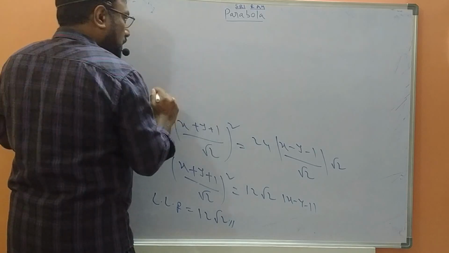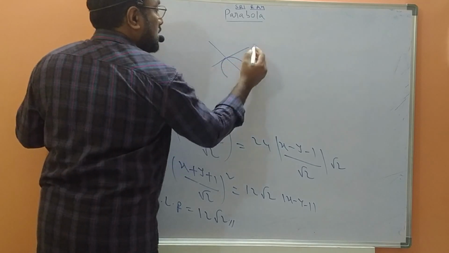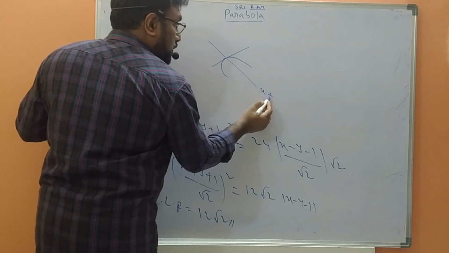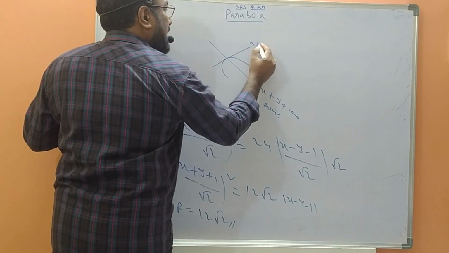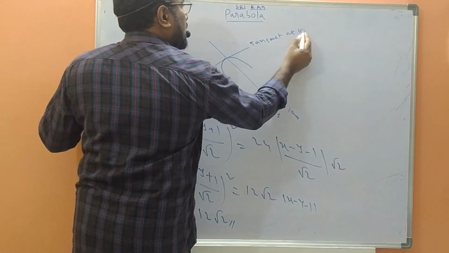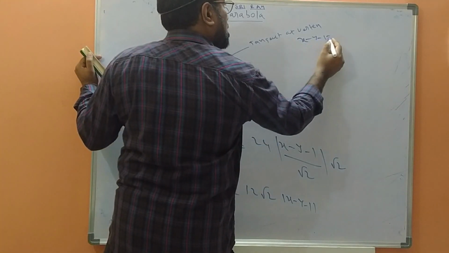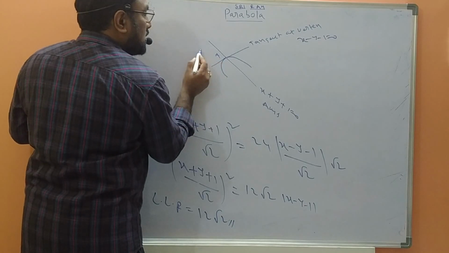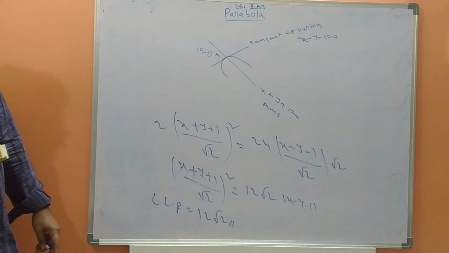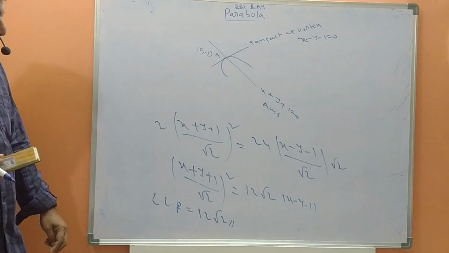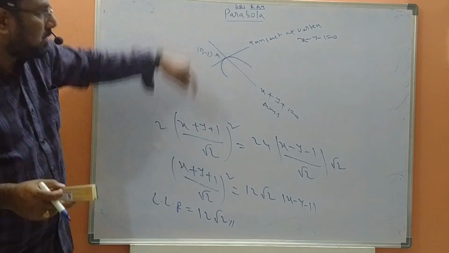For the eighth problem, we are getting the parabola like this. You can write it: x plus y plus 1 equal to 0 is the axis. It is a tangent at vertex. What is that? x minus y minus 1 equal to 0. Solving these two, we are getting vertex (0, minus 1). Okay, this is the diagram for the eighth one. If there is minus 12 root 2, it will be like this, opening leftwards.